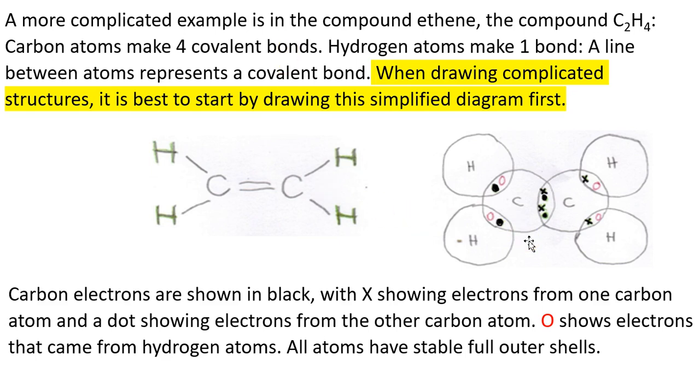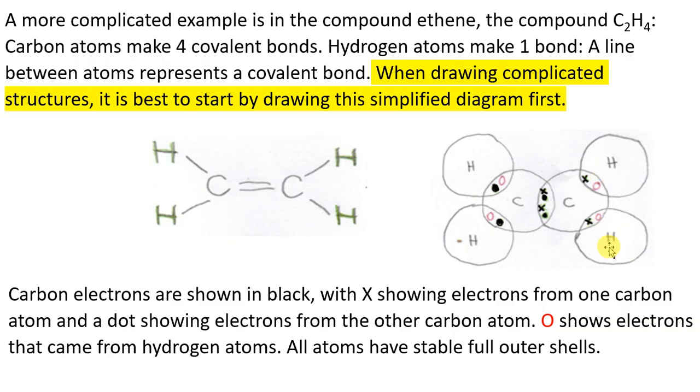If I go to try and draw the structure on the right with all the electrons drawn in, that's going to be difficult, starting from nothing. But the fact that I've drawn my simplified structure first, carbon making 2 bonds with the other carbon, both carbon atoms also bonding to 2 hydrogens, that gives each carbon atom 4 bonds, each hydrogen atom 1 bond. That works. And now I can use that to draw the dot and cross diagram if I'm asked to. Hydrogen electrons are shown in red.